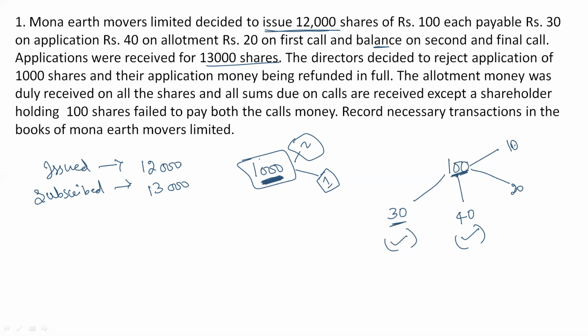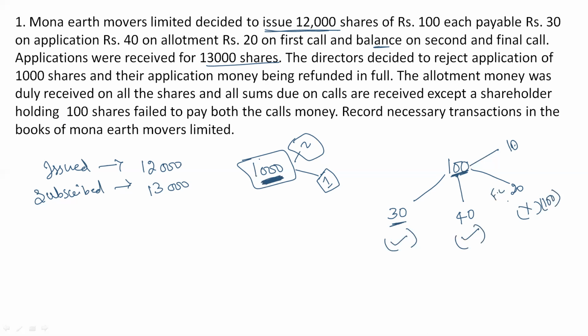Okay, and all the sums due on calls are also received, other than one shareholder who has 100 shares. He is not paying both the calls money. So we cannot say that each and every shareholder paid the first and final call amount, because one shareholder having 100 shares is not paying the amount. So there are calls in arrears for 100 shares in the first call process.